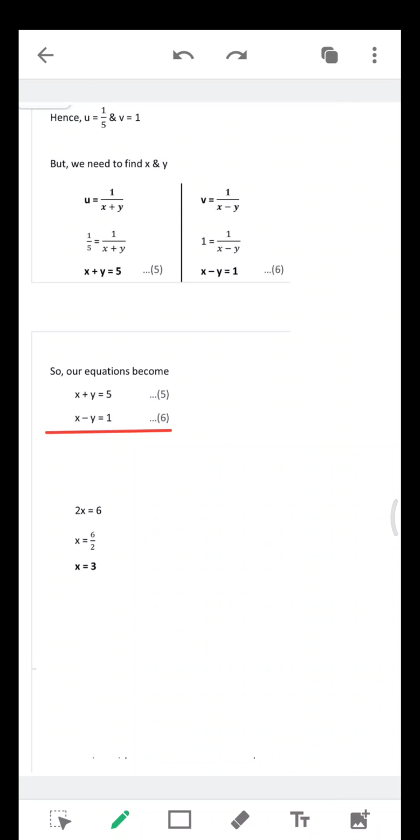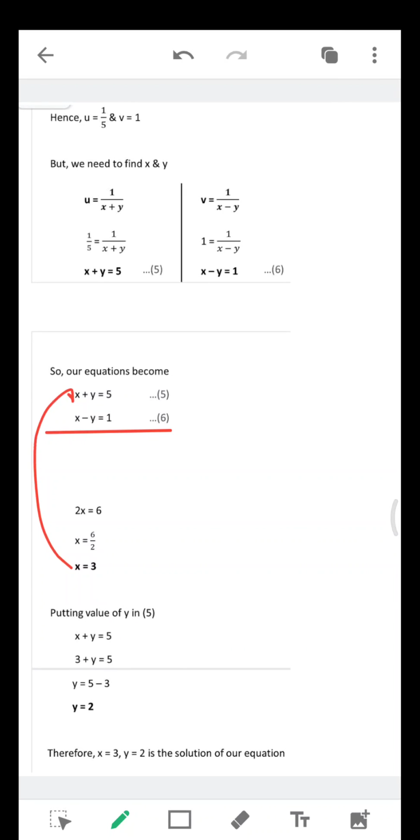Put this x is equals to 3 in any one of the equation. So I am putting this x is equals to 3 in equation number 5. X plus y equals to 5. So putting x is equals to 3 here, I get 3 plus y is equals to 5 and y is equals to 2. So this is the way we have to solve this type of equations. Is it clear, everyone? Yeah.